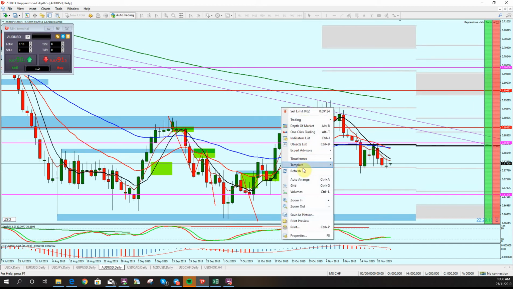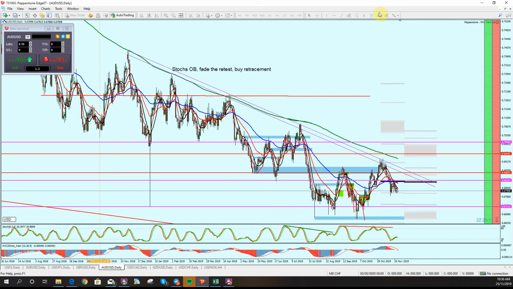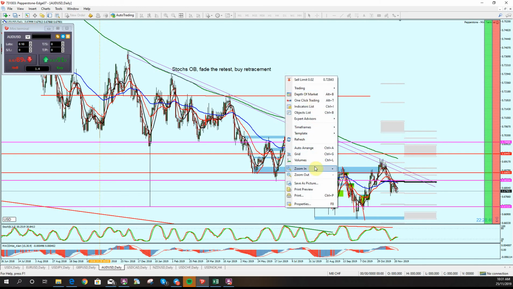Oops, wrong direction. I know my toolbars aren't working, but that 200 has been really, really effective for over a year, so it cannot be ignored. Same as this channel, and it's worked again off the monthly M3, which is quite amazing. Price ignored this very important level here, came up and respected that channel and the monthly M3. So it's got to tell you something.